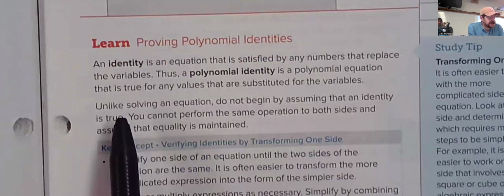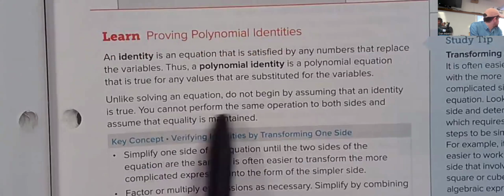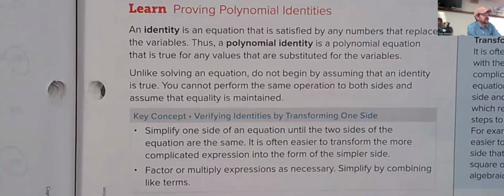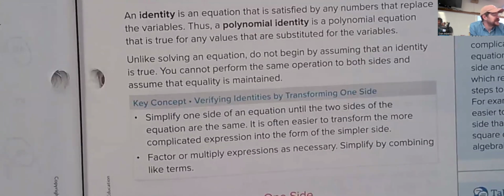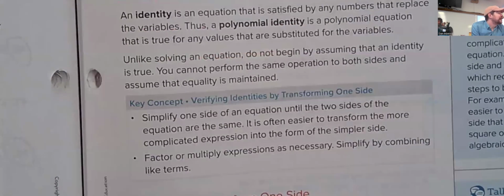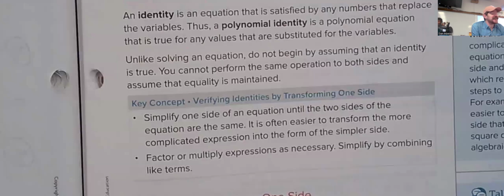So, unlike solving an equation, do not begin by assuming that an identity is true. You cannot perform the same operation to both sides and assume that the identity is maintained, or that the equality is maintained. So basically, you're going to prove it by just doing some generic algebra and checking to see if it equals the original thing that it is said to equal.